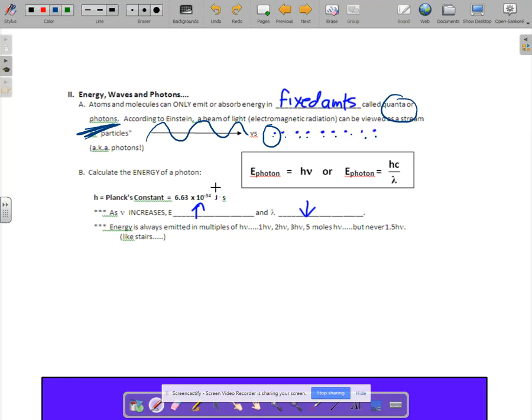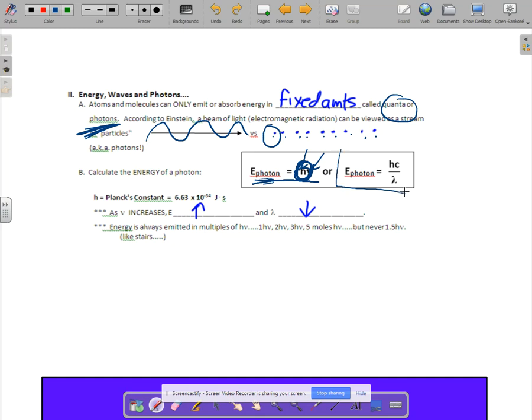Let's do some math with this. We can calculate the energy contained in each one of these little quanta or photons, and here's the formula. The energy of a photon is represented by Planck's constant times the frequency. The basic premise is that Planck's constant is the smallest base unit of energy. That constant never changes: 6.63 times 10 to the negative 34th, and the units are joules times seconds. But as you increase the frequency, you increase the energy of that particular photon.